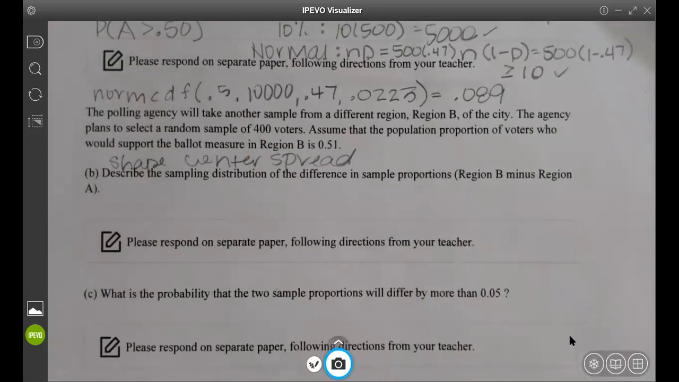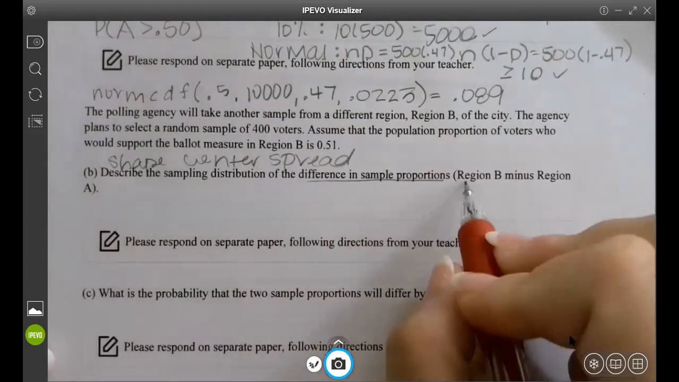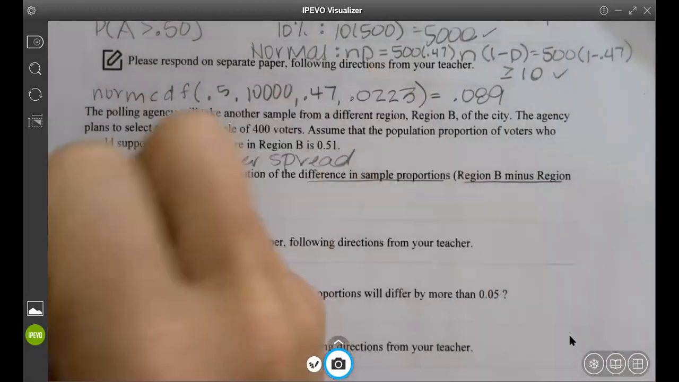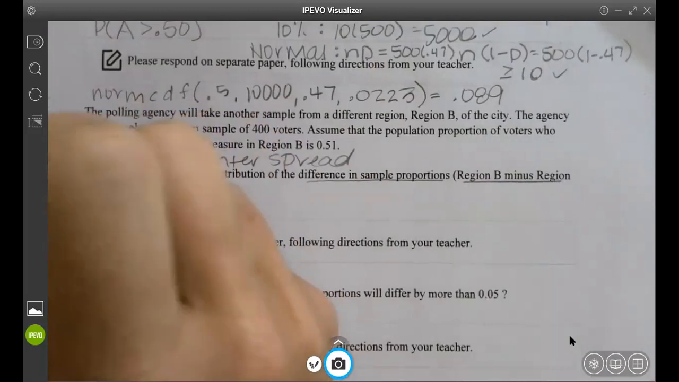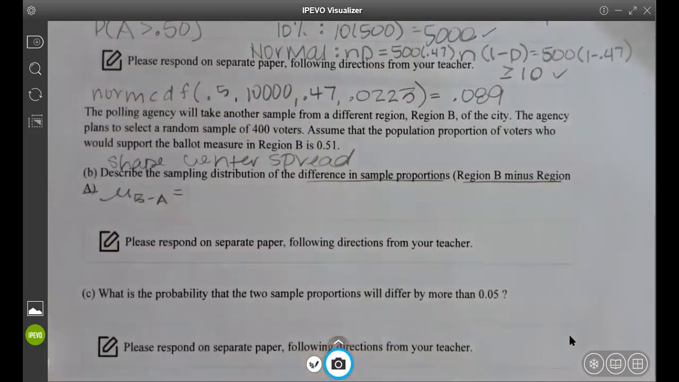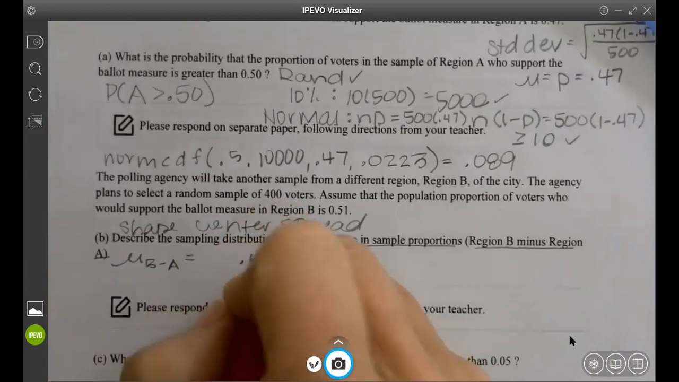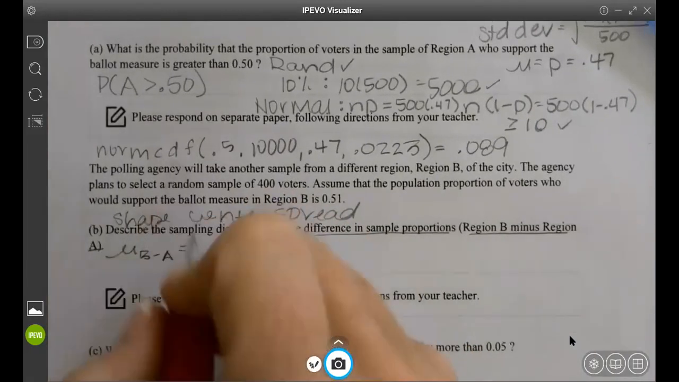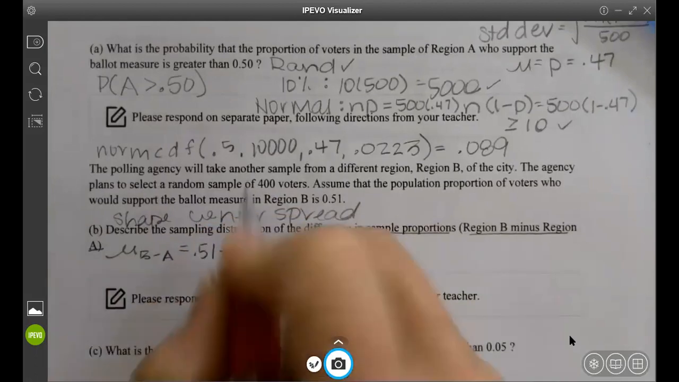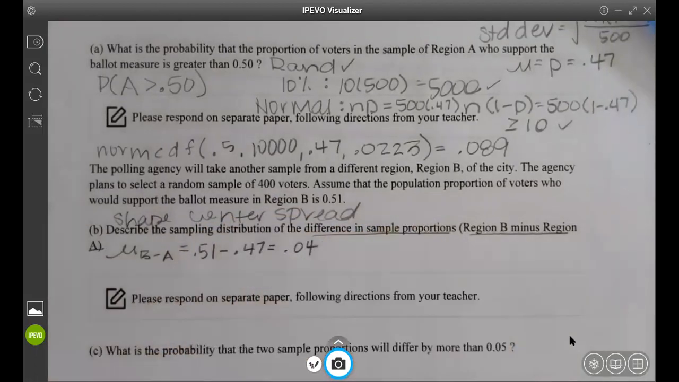So we want to start with center and spread because we already know the formulas. Okay. So how do I find the center? And remember, it's the difference in the sample proportions, region B minus region A. So your mean of B minus A, how would I find that? What was your mean of A? 0.47. So what was your mean of B? Good. And we get 0.04.